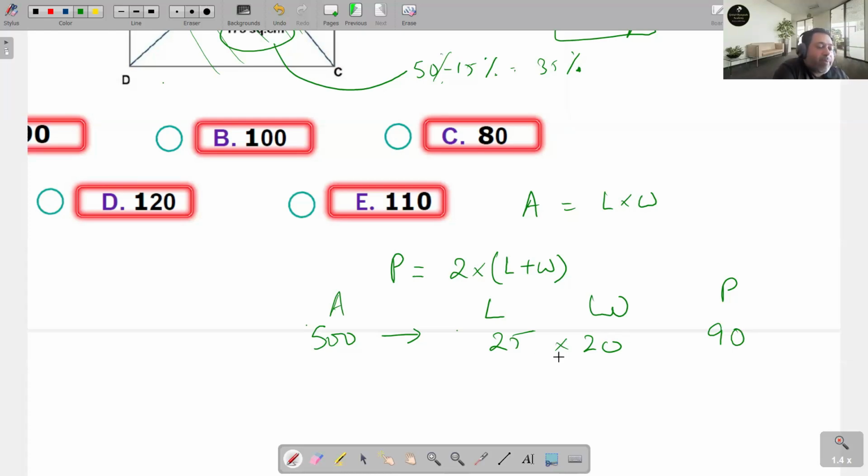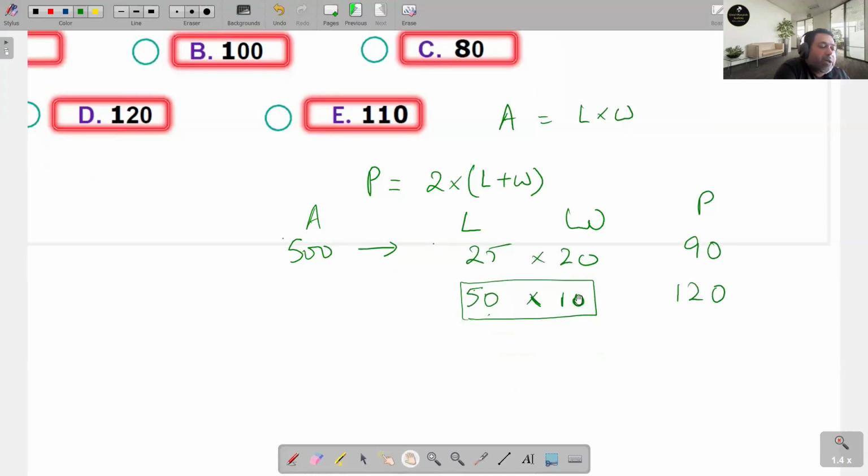What else can I do? Maybe if I double this, so if I make this 50 times 10, that is another way of looking at it. You'll notice that the perimeter in that case will become 50 plus 10 times 2, which is 120. So it increases, correct? All right. What else can we do? 500 is also divisible by 4 and 5 as well. So if I take this as 5, this one becomes 100. 100 plus 5 into 2 is 210.